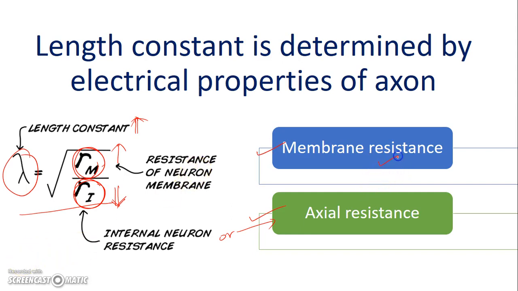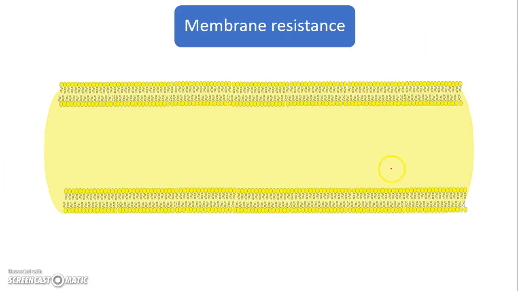Let's see what the terms membrane resistance and axial resistance mean and how we can improve them. First, the membrane resistance. It is the resistance offered by the membrane for the movement of ions through it, either from outside to inside or from inside to outside. The membrane has a hydrophobic core in the center, which is going to cause a huge resistance in general.